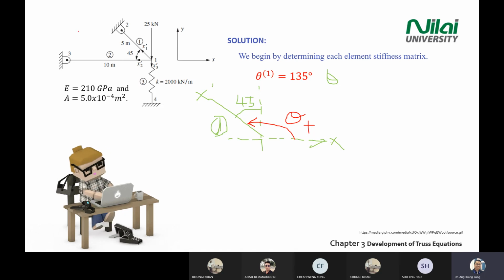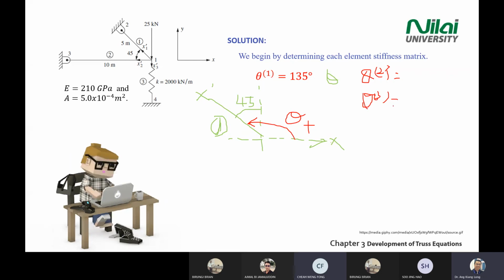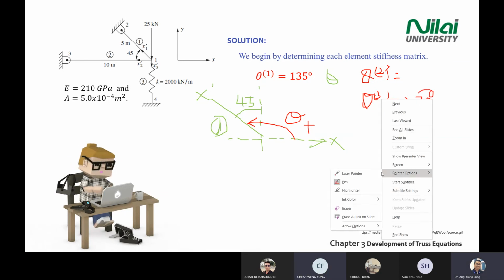Okay, Ashmal, can you explain theta for element 2? What is the theta for element 2? 180. Correct. Okay, Sue, I don't want to ask Sue, I keep asking Sue so many times. Chia, what is theta 3? What is the element 3 angle? 270. Correct. So I think everyone understands already, yeah?